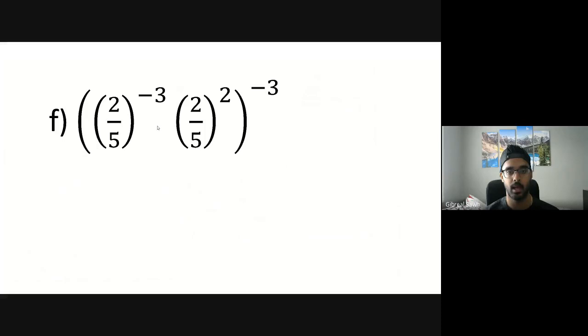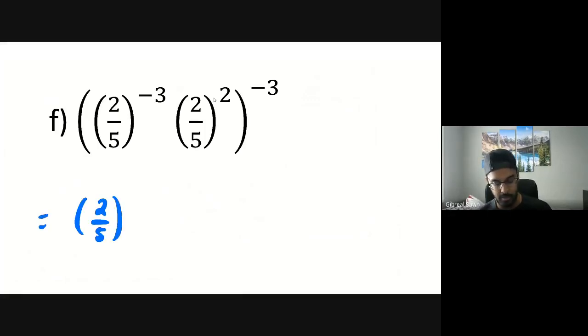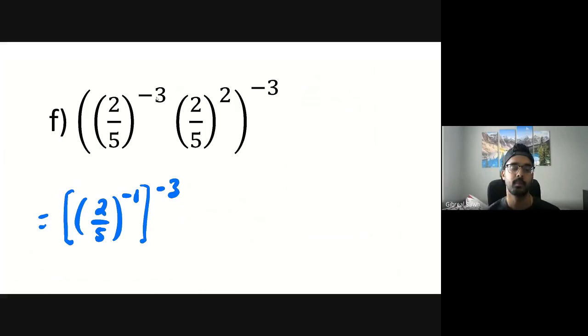I am multiplying. If I multiply powers that have the same base, we add the exponents together. So this inside the brackets, all it simplifies to is a 2 over 5 to the power of -1. But remember, we've still got a power of -3 on the outside. Okay, so that was the inside of the brackets. -3 plus 2 was -1. My -3 is on the outside.